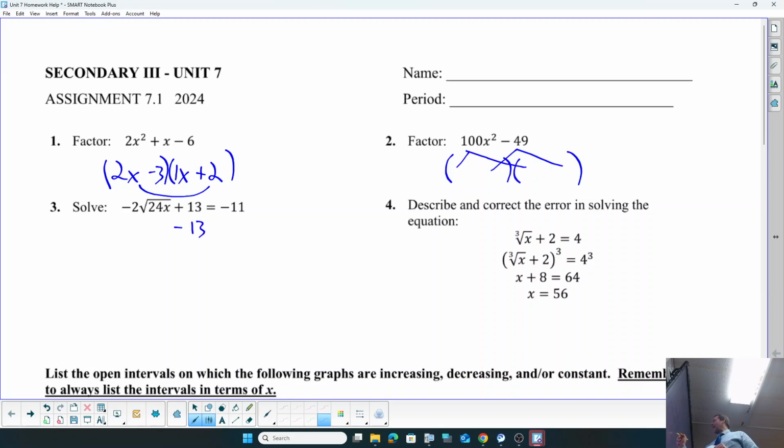Don't forget how to solve radicals. We learned that last unit, right? Don't forget to pause me and try it on your own. I'm waiting. Pause me, try it on your own.